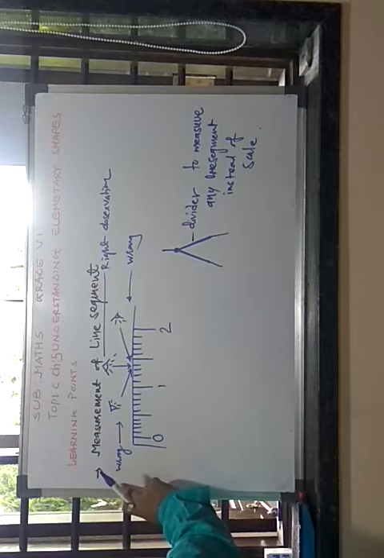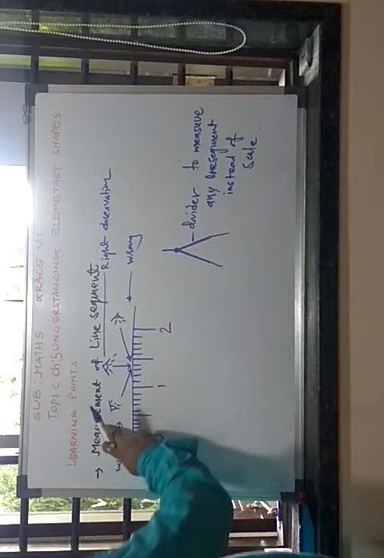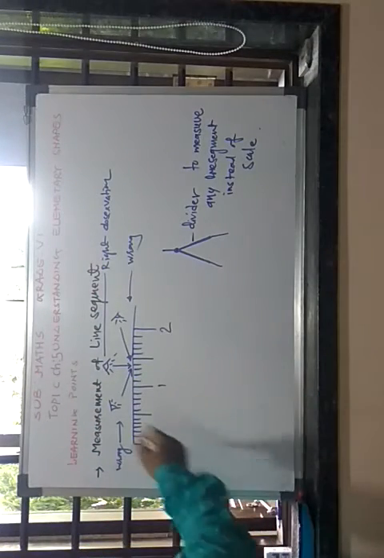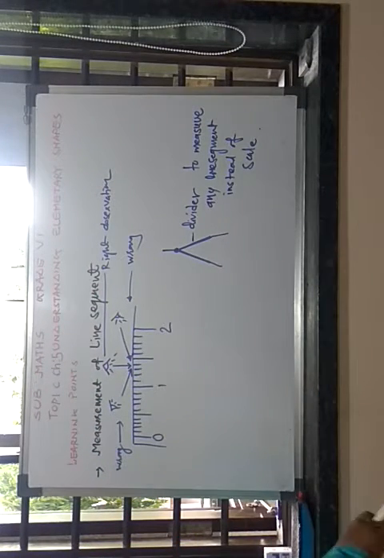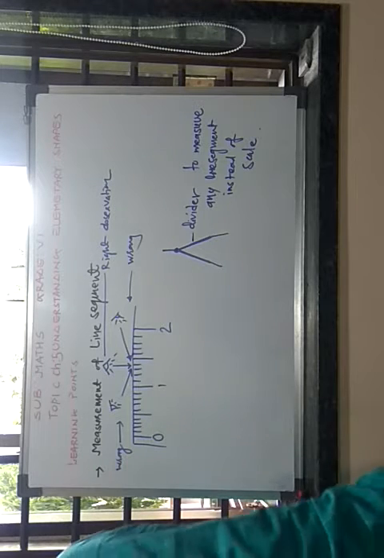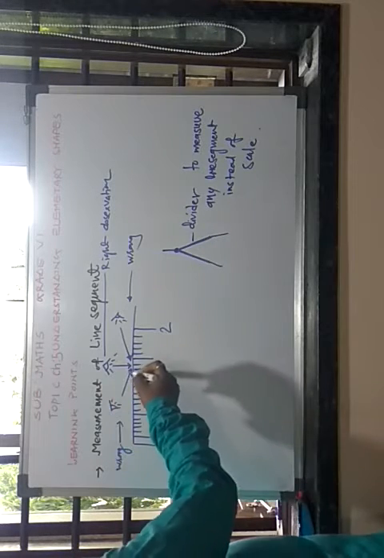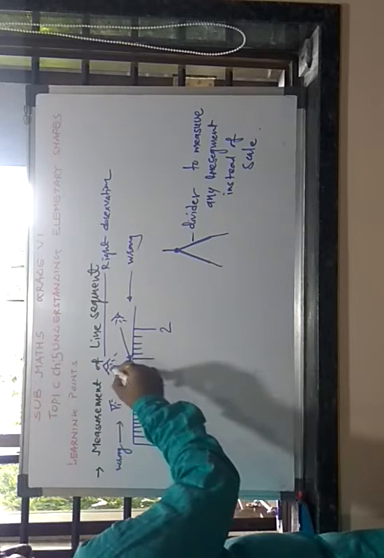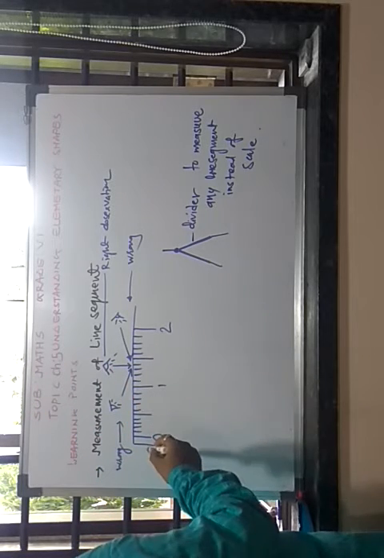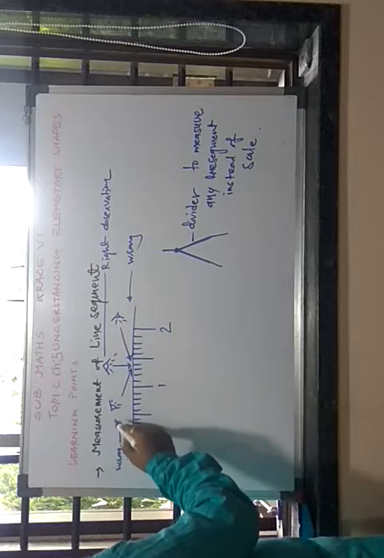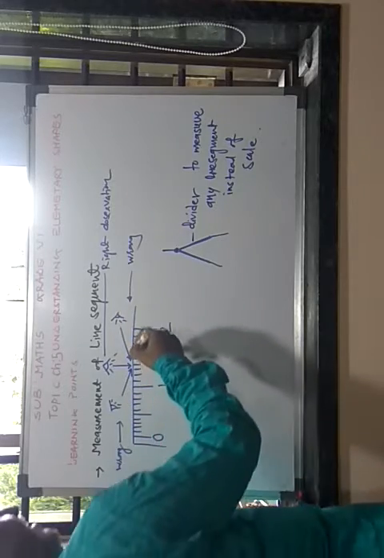Students, let's start our first point, measurement of line segment. Here I am giving the scale and how to read this. Here one of the observers is reading perpendicularly, like this way. The second observer reads like this way. The third observer reads from this side.